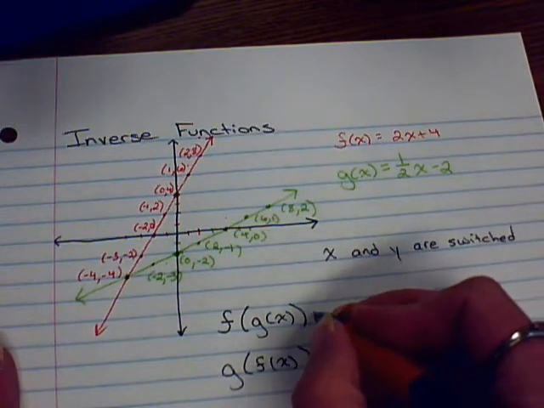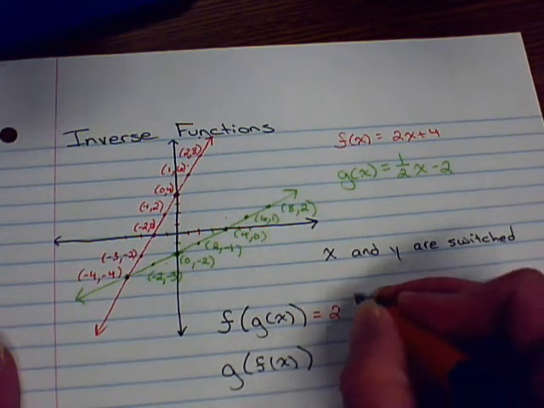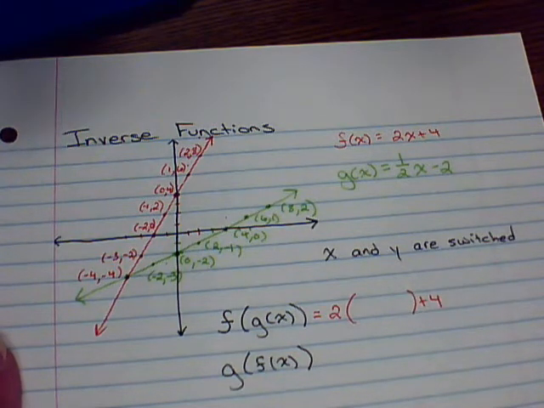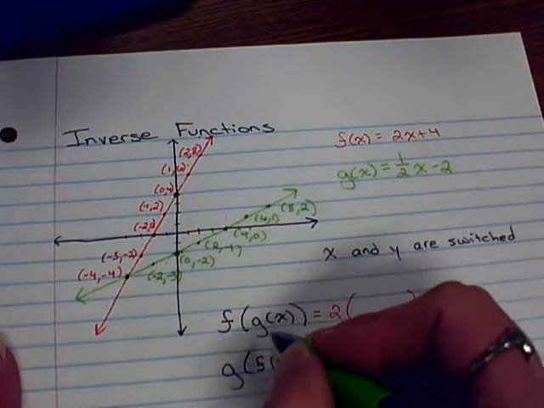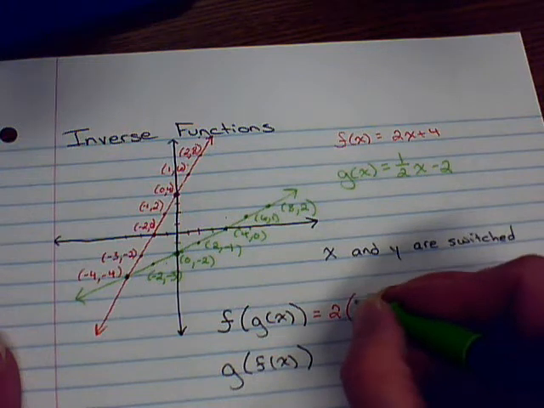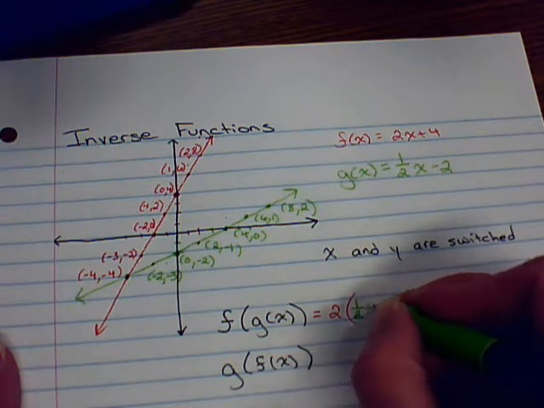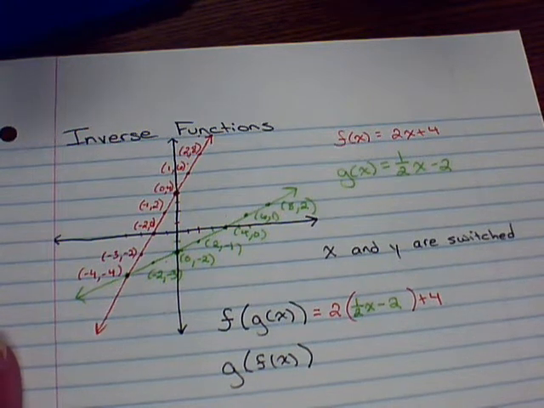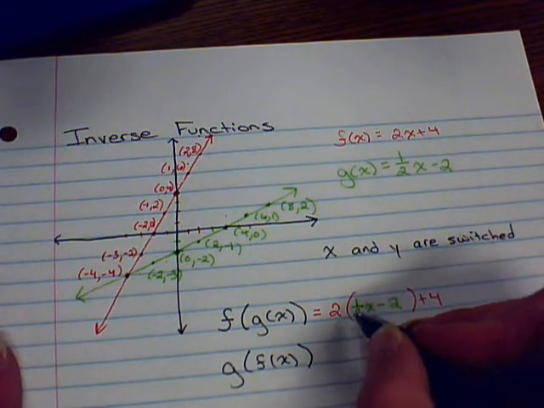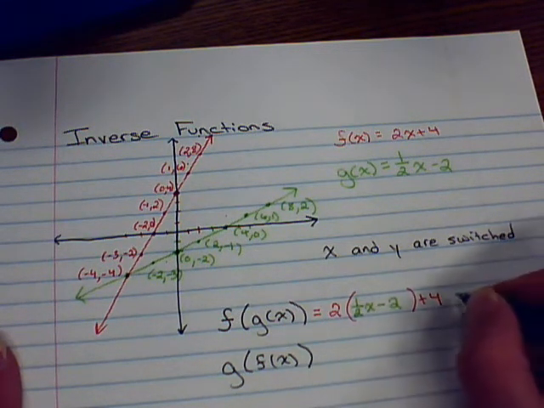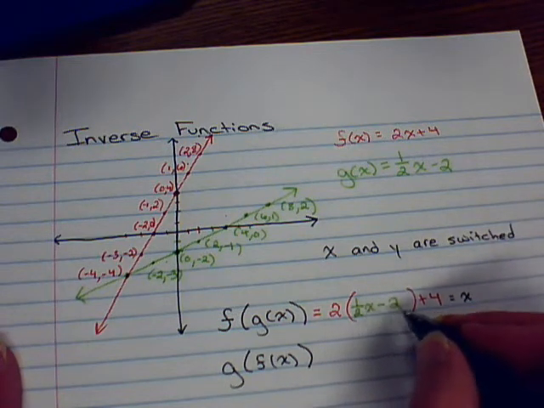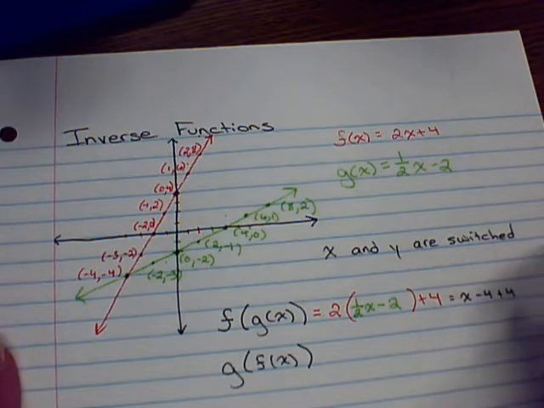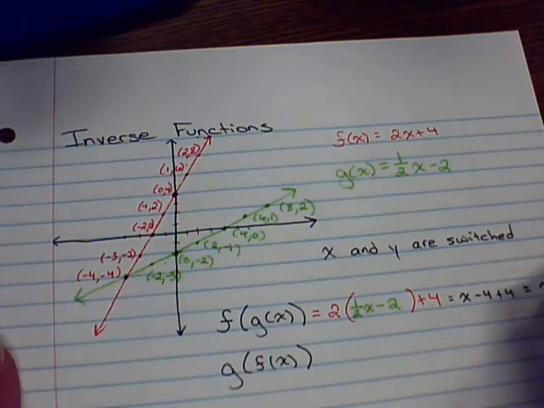Now f of x was the function that said 2 times my input plus 4. If I'm substituting in g of x, that means I'm substituting in 1/2 x minus 2. Let's see what happens when I simplify that. 2 times half of x gives me x. 2 times -2 gives me a -4. And there's a plus 4 out here. I just end up with x.